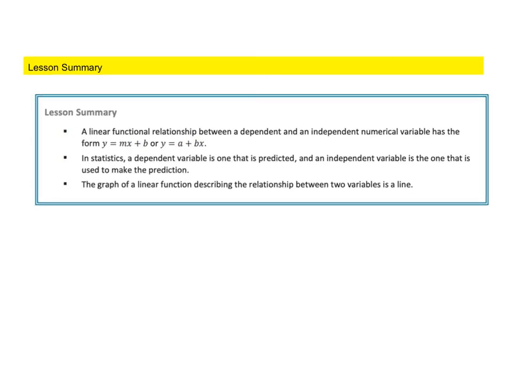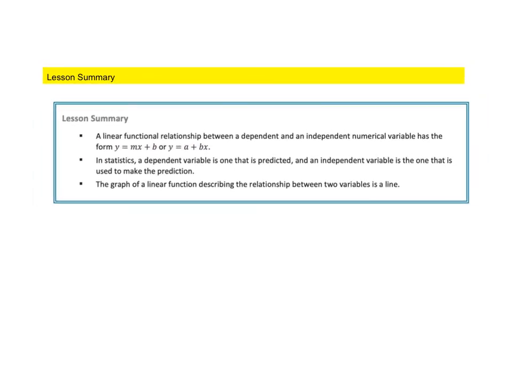Alright, I actually decided not to do number 11 with you because it was pretty lengthy and it was the same thing we've already been doing. So we're just going to summarize the lesson today. It says a linear functional relationship between a dependent and independent numerical variable has the form y equals mx plus b. In statistics, a dependent variable is the one that is predicted. An independent variable is the one that is used to make the prediction. The graph of a linear function between two variables is a line.